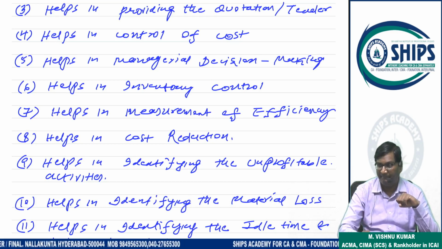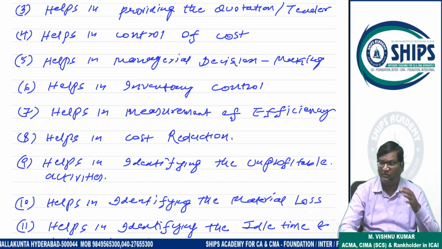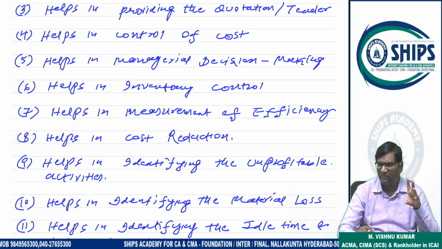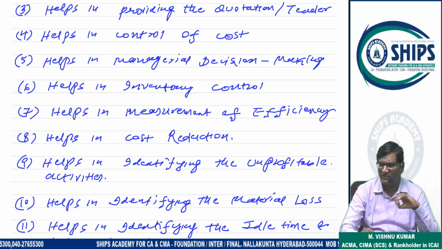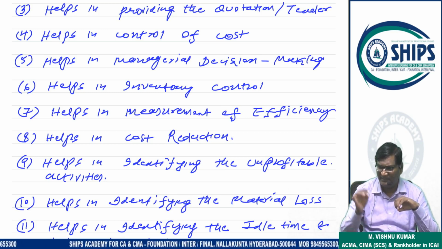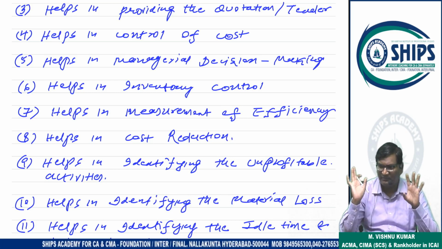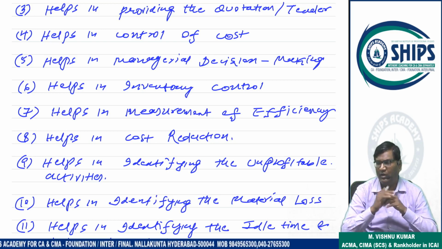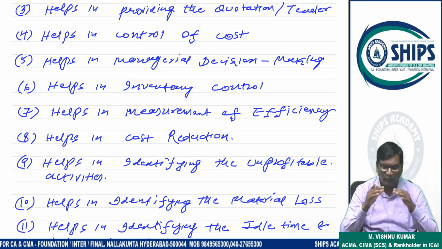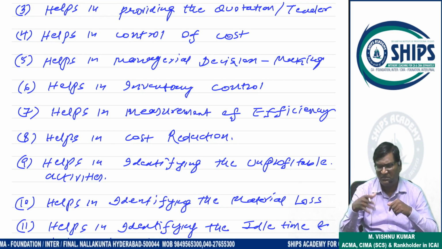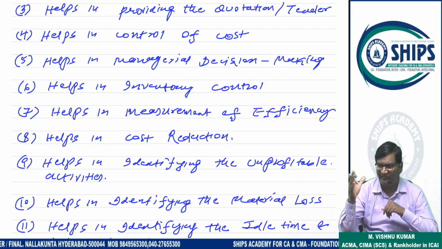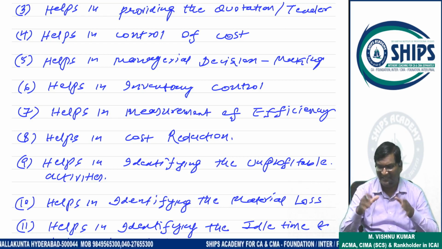Next is inventory. In accounting, the accountant will focus on the recording process only. Financial accountant's job is income, expense, asset, liability, accounts. How to control the cost, how to avoid wastages, how to improve efficiency, the financial accountant has no concern with that. The financial accountant will not have any interest in this.